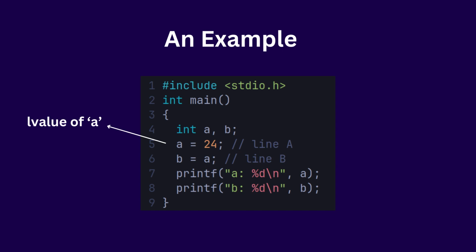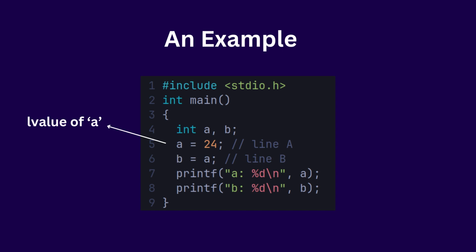Let's say that A's address is 200 and B's address is 204. So in line A, the compiler literally interprets and generates the code as such: put the value 24, which is on the right-hand side of the "as" operator, at the address of the memory reserved for the A object. Here, since we want to use the address of the A variable, we use it on the left-hand side.